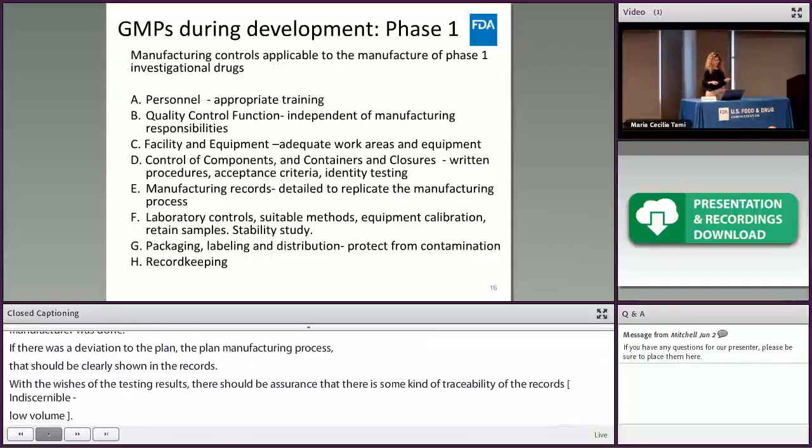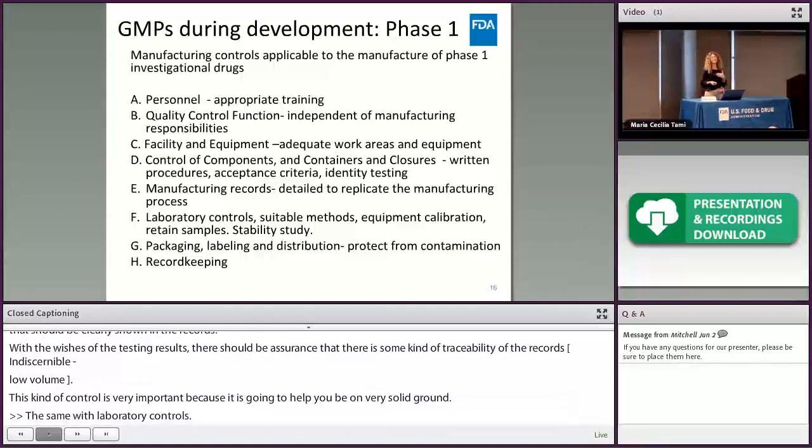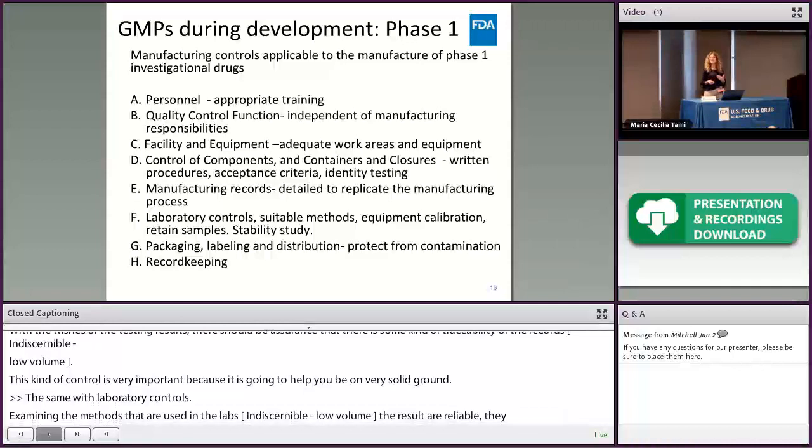The same with laboratory controls. It's important that the methods that are used in the labs are suitable, that the results are reliable, that they are controlled, that the results are recorded, and that samples are retained, because especially in early stages, you may need to retest. And so it's very important that if possible, you have retained samples.